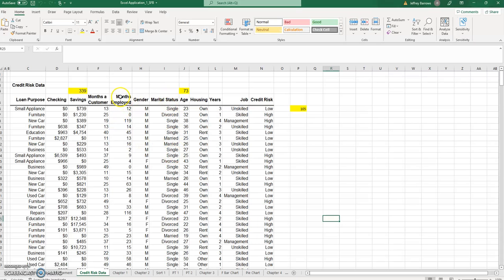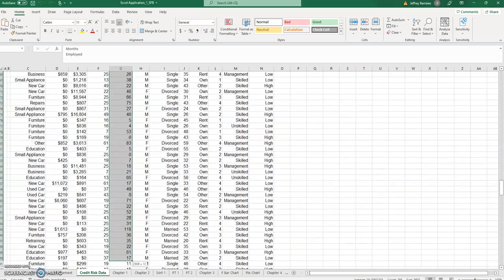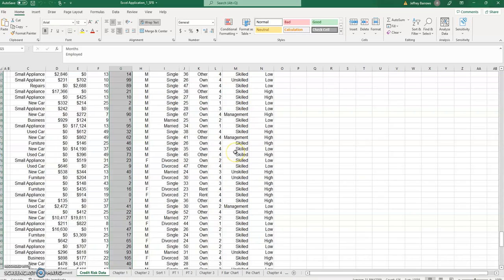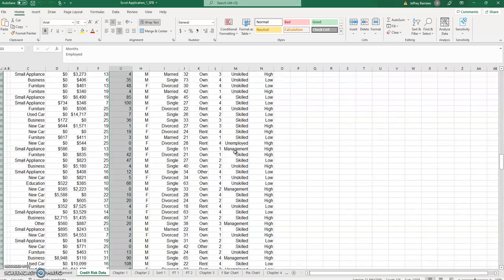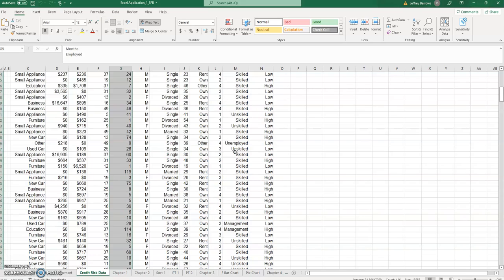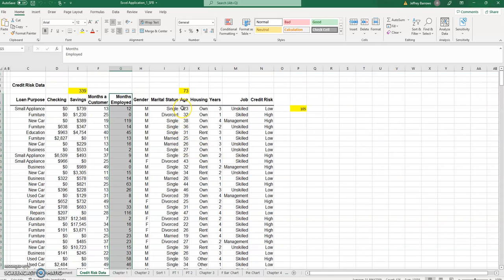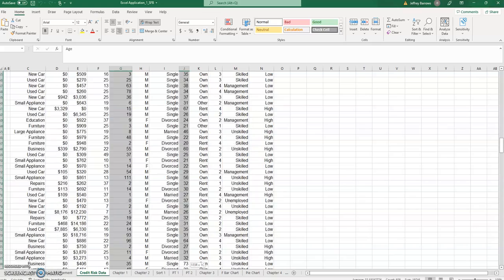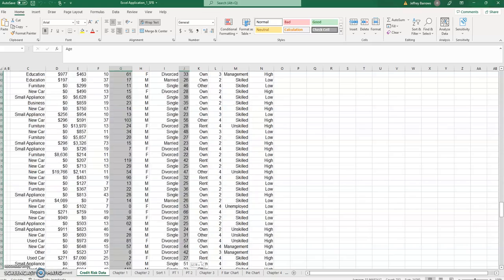Let's start by getting the data that we need here. So there's months employed and then age. In order to get the data that you want for age without getting everything else in there, hold down the control key and you can get that data without getting everything else in between it.